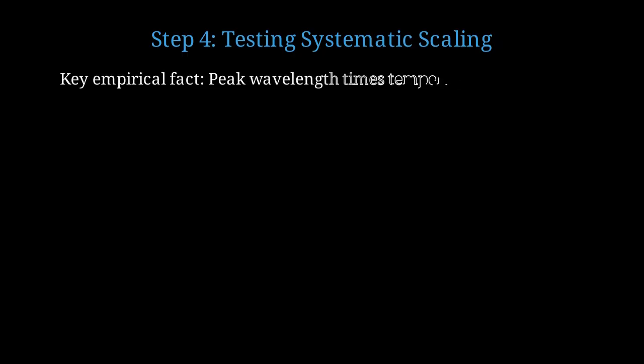Step 4 is to test whether the failure scales systematically. Let's examine the data more carefully. One key empirical fact discovered by Wien is that the peak wavelength times the temperature is a constant. Lambda max times T equals 2.898 times 10 to the negative 3 meter Kelvin. This is Wien's displacement law.